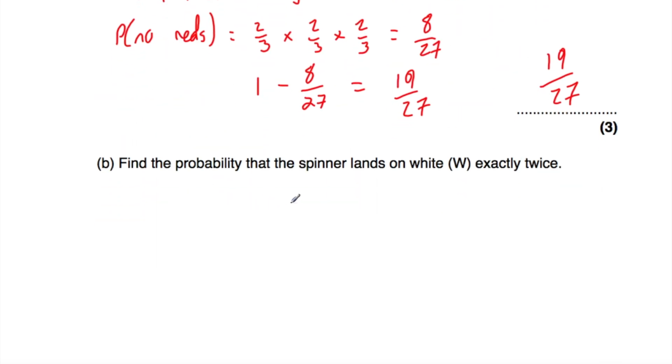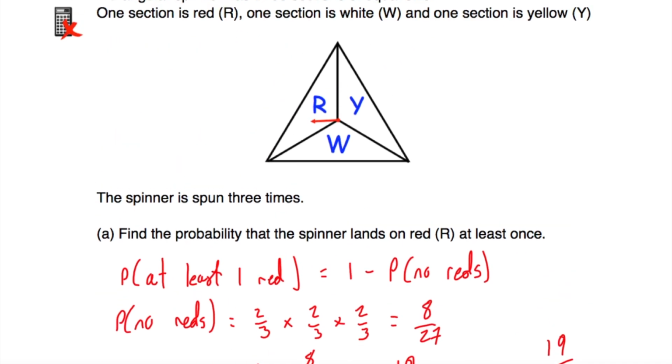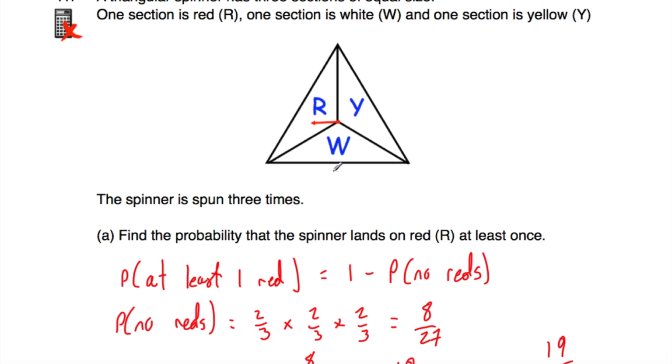Okay, let's have a look at our next part. Part B says find the probability that the spinner lands on white exactly twice. So we want to find the probability of this spinner landing on white exactly twice. So that could be white, white, red; white, white, yellow; white, red, white; white, yellow, white; and finally red, white, white and yellow, white, white. I think I've done them all right there.